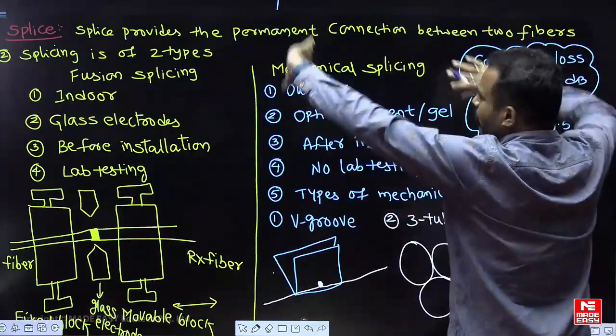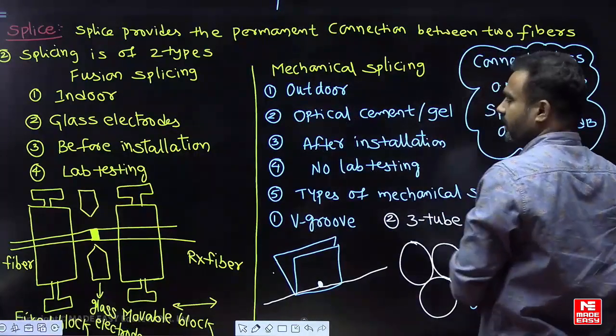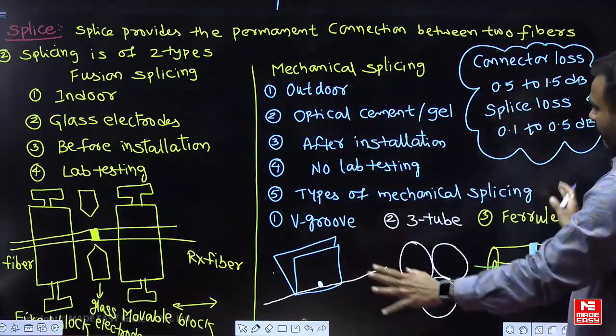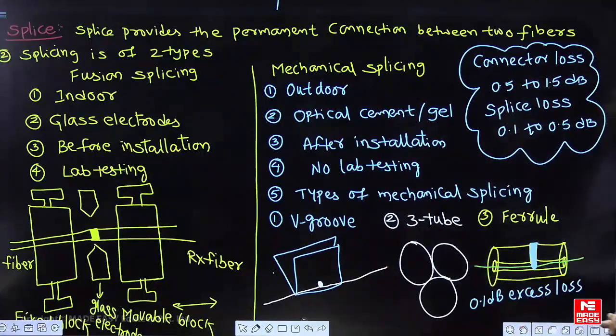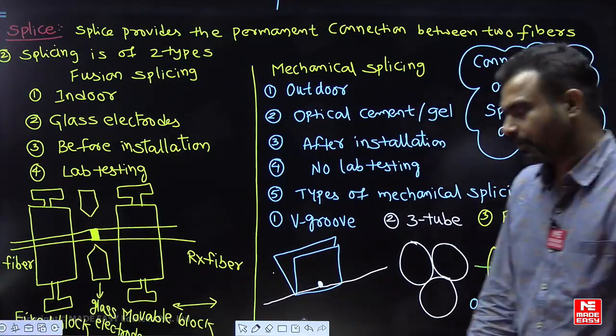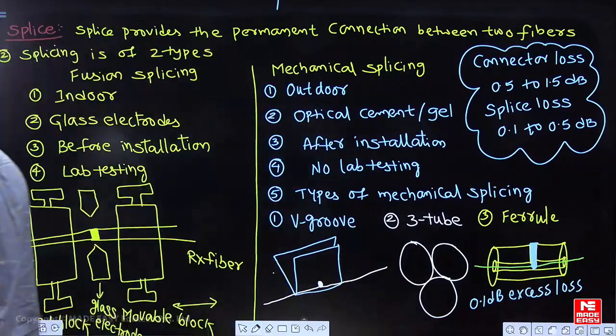There are no points to write for the splice. I explained everything on the board itself, all the points. It provides a permanent connection. I hope you understood this. Put a thumbs up if you understood, or a clear message, no problem. I can go to the next concept. Any doubts, please ask here. After completing, also put a message, because I cannot understand whether you completed or not.